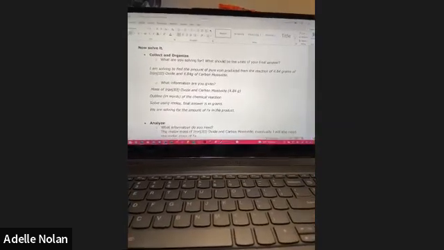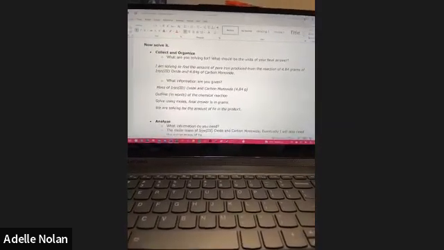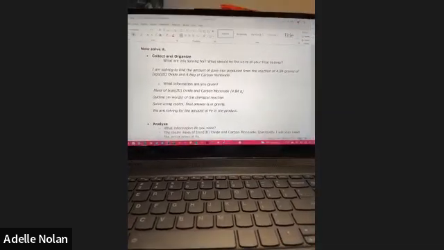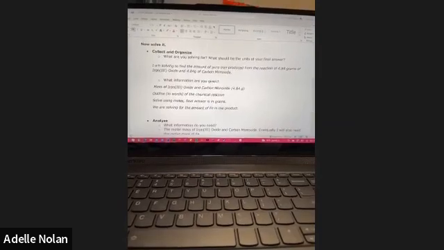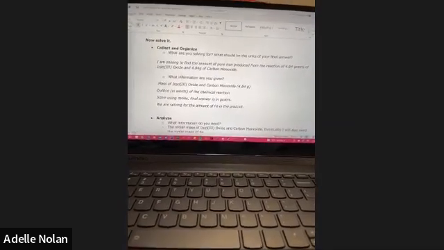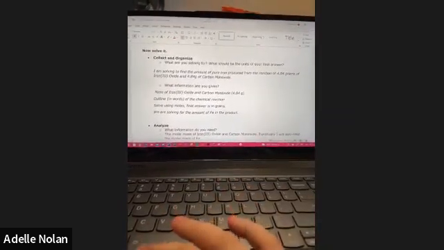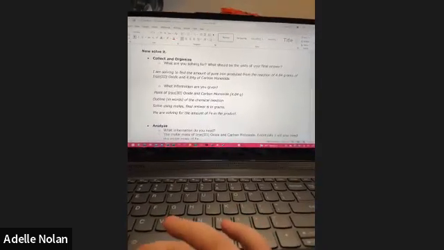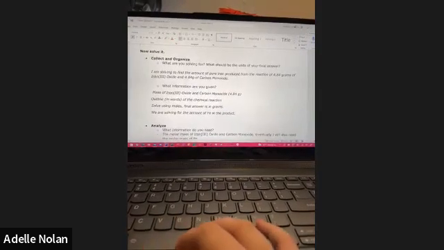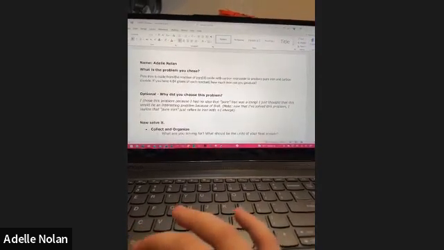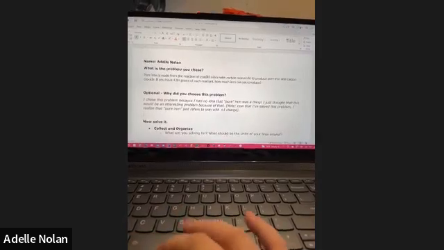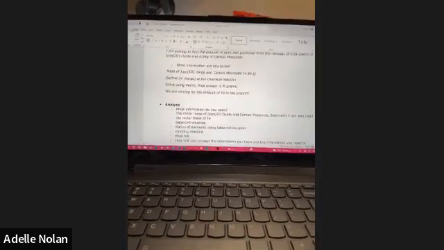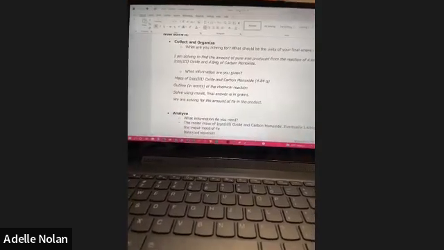Okay, so what am I solving for? What should my units of measure be? I'm solving to find the amount of pure iron produced from the reaction of 4.84 grams of iron oxide and 4.84 grams of carbon monoxide. So we're given the mass of iron oxide and carbon monoxide, which is the 4.84 grams. We're given an outline in words of the chemical reaction. The original problem tells us the two reactants and what the products will be, which gives us our outline for the chemical equation.